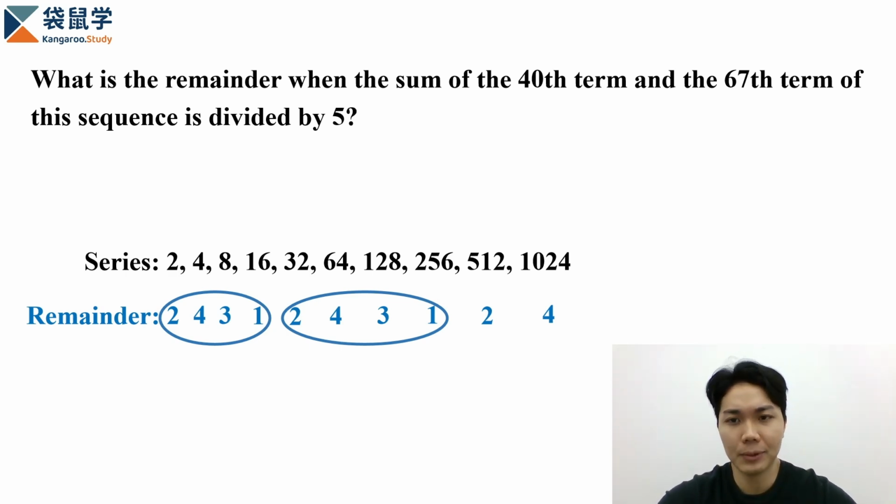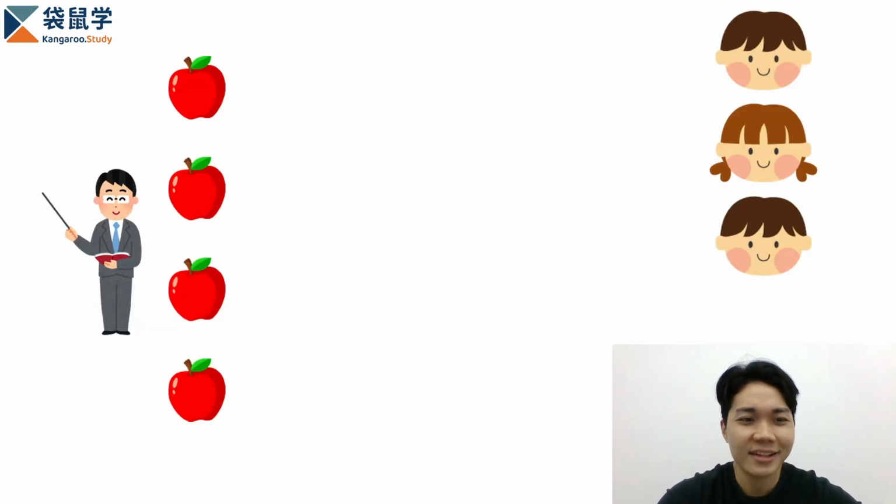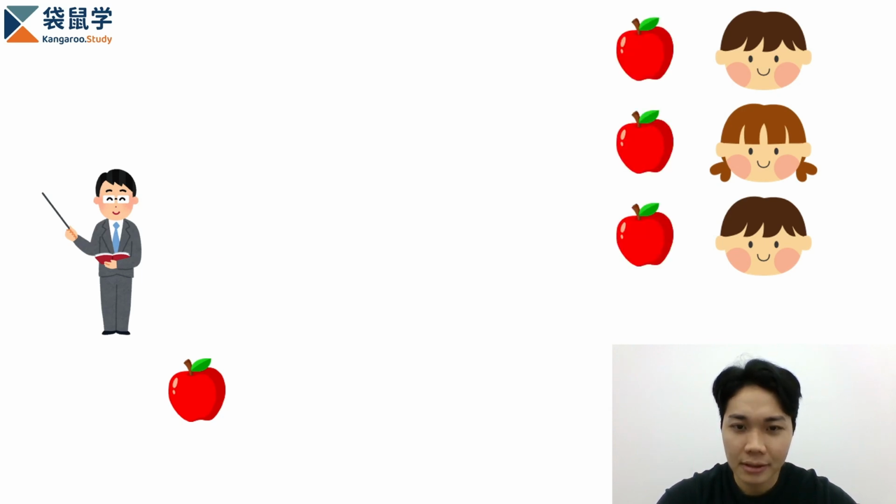Let me give you an example. Now, we have teacher Ang. I suddenly became an old Japanese teacher, and 3 students. Okay, I have 4 apples that I want to give to these 3 students. So, I give them out. There they go. And how many apples do I have left? I have 1 left. Right?